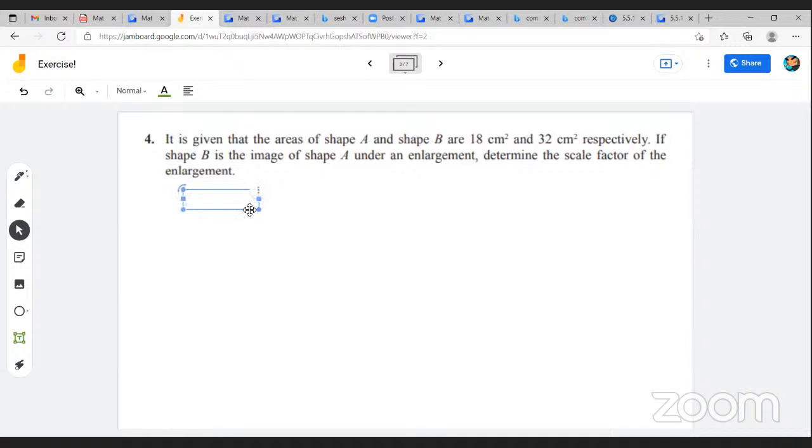Actually, they'll give it to you in the exam, so you don't need to memorize it. Your formula will be: area of image is equal to scale factor squared multiplied by area of object. Remember, scale factor is called K. They usually refer to it as K.